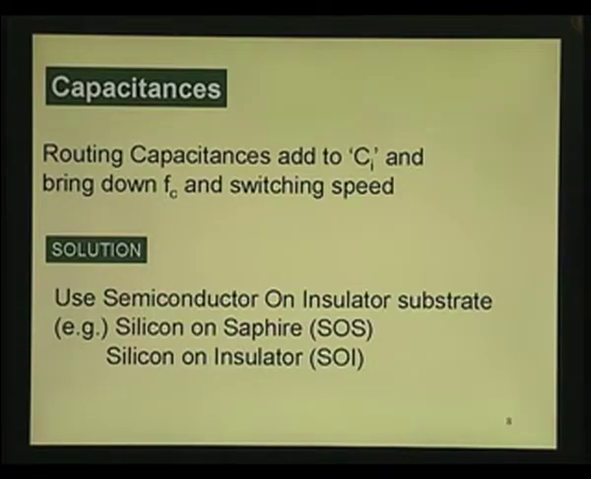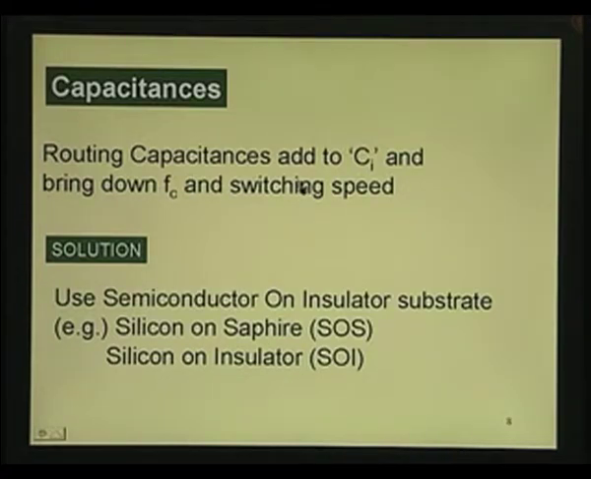Okay. Now, the capacitances. You never like the capacitance to be large at the input side from the point of view of the cutoff frequency. That should be kept low to increase the cutoff frequency and improve the switching speed. In fact, when I say bring down, it will improve the fT. Okay. Floating capacitance. Okay, you must reduce the capacitance to improve the cutoff frequency.